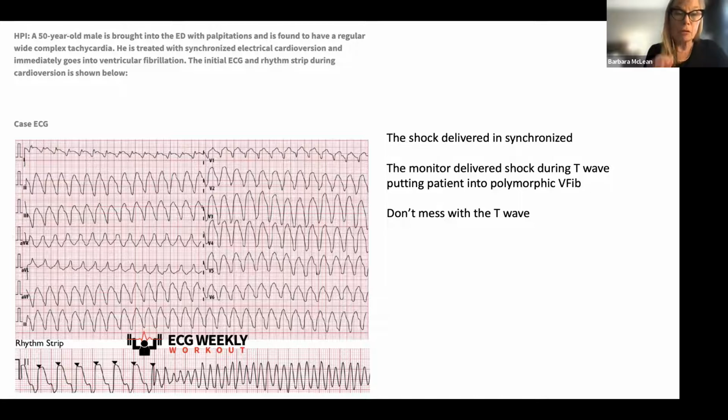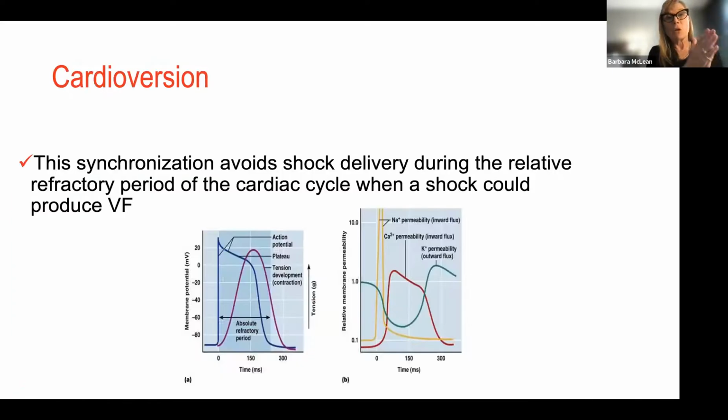Just leave the T wave alone. That's a time when your ventricles are going to be very susceptible to an electrical depolarization. So always remind ourselves that we want to avoid synchronization that fires during the T wave. The T wave is a period of time that we actually say is relatively refractory.